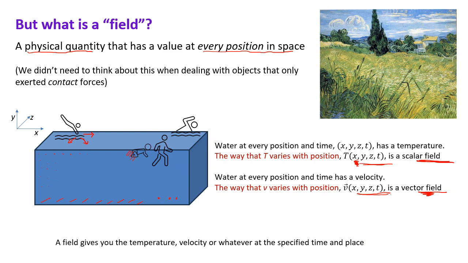So a field is always going to tell you what is the temperature or the velocity or whatever else at a time and place that you specify. So you specify X, Y, Z, and if it's moving, you have to specify time as well. And that will tell you what is the temperature or velocity at that point.